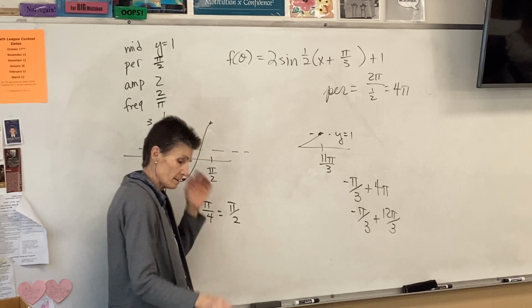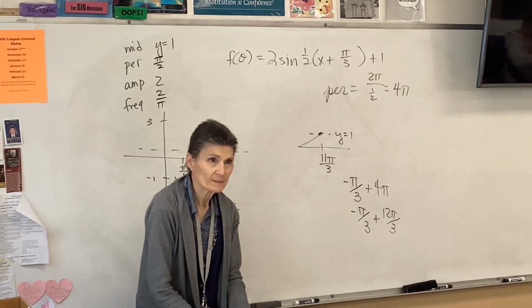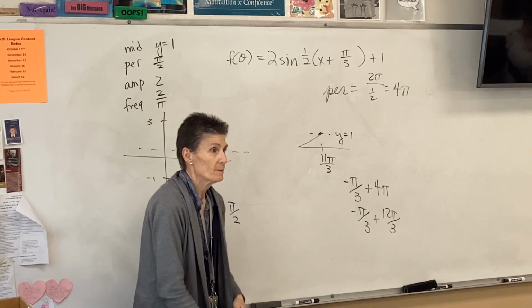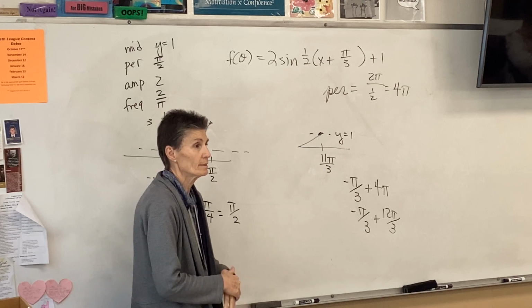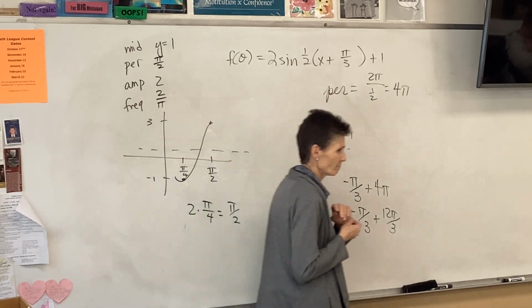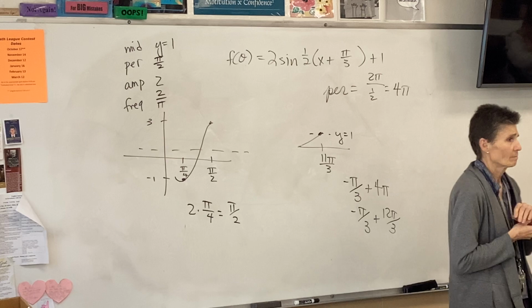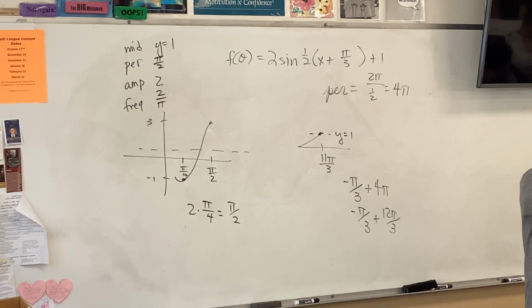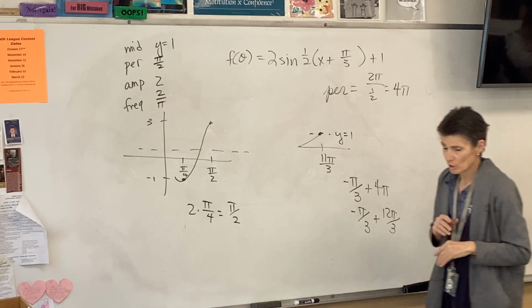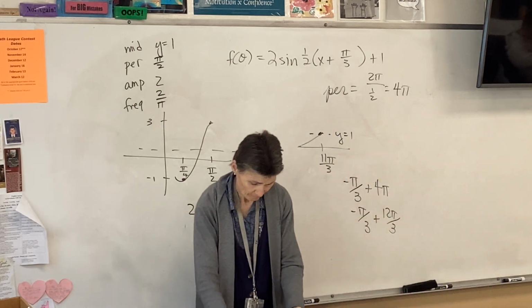And actually, you don't even need to graph it, do you? Because once you have the equation, can you find the minimum? You'll know your midline, and you'll know your amplitude. Can't you find your minimum just using those numbers? So if you don't want to actually graph it, you don't have to.